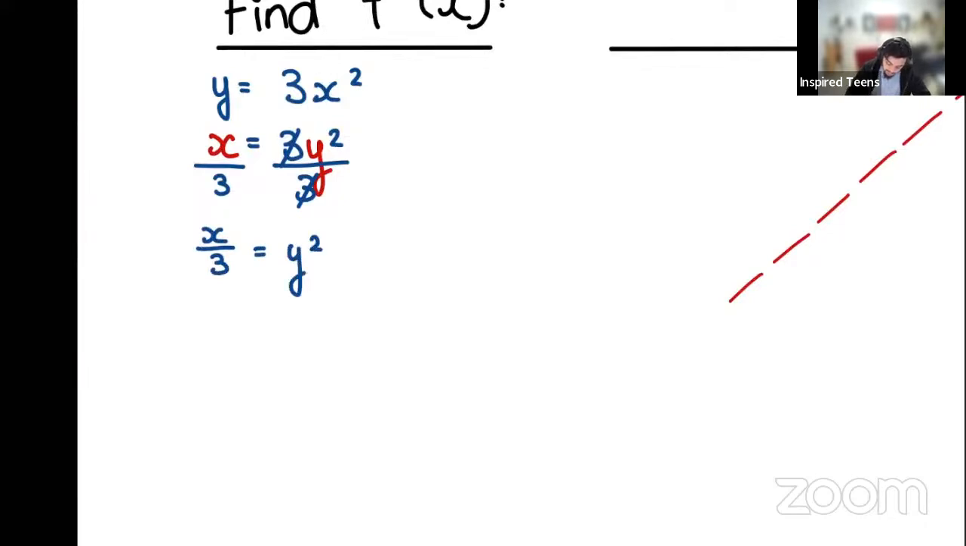Thereafter, because y has a square to it, I need to get rid of it. I can square root both sides. Okay, and when I square root both sides, I'm not taking y over technically, I'm just swapping the two. Instead of writing y on the right and square root of x over 3 on the left, I'm just writing y on the left and square root of x over 3 on the right. It's like having, for example, a is equal to b is the same thing as b is equal to a.